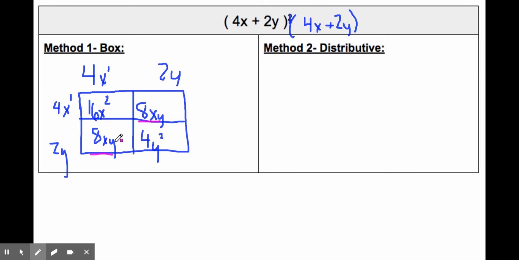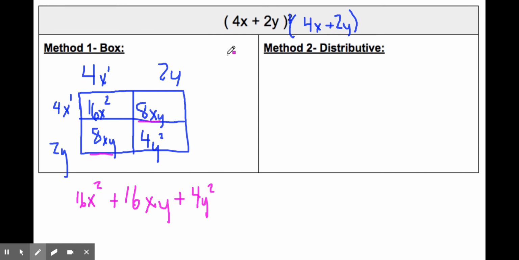So now what we're going to do is combine likes. 8xy, 8xy. Again, the coefficients don't have to match. This is just a coincidence. However, the variables and their powers do. So my leading coefficient is 16, and that leading term is 16x squared. 8xy plus 8xy, you would just add the coefficients. You're going to get 16xy. And then there's nothing to combine with, so this you'll just write as you see it, 4y squared.